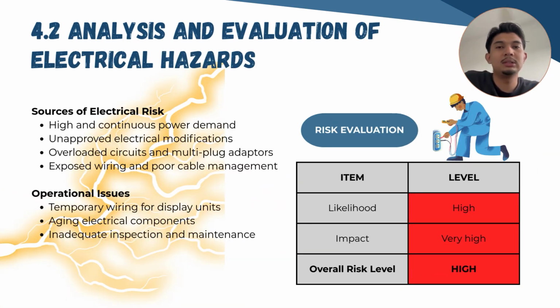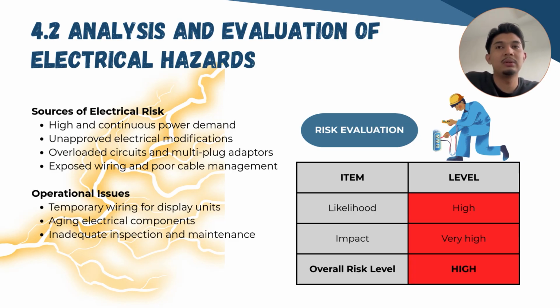Next is analysis and evaluation of electrical hazard. The sources of electrical risk is high and continuous power demand, unapproved electrical modification, overloaded circuits and multi-plug adapters, and also exposed wiring and poor cable management. The operational issues are temporary wiring for display units, aging electrical components, and also inadequate inspection and maintenance.